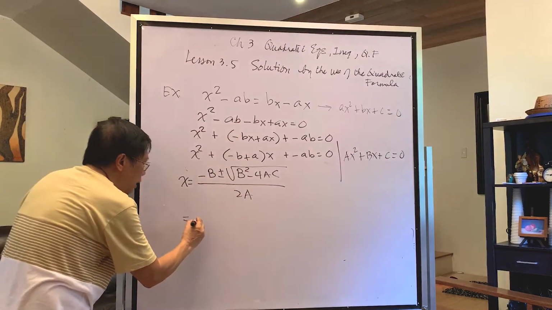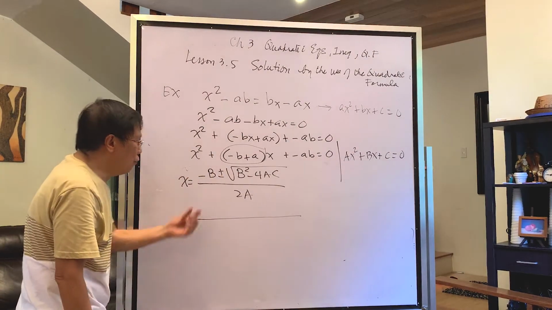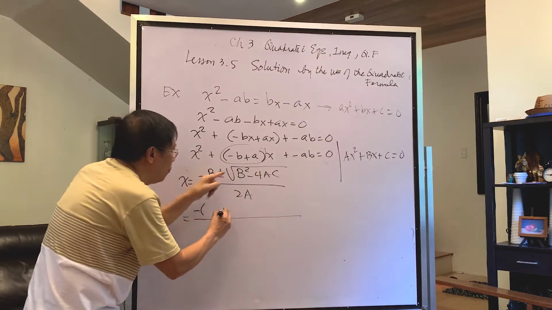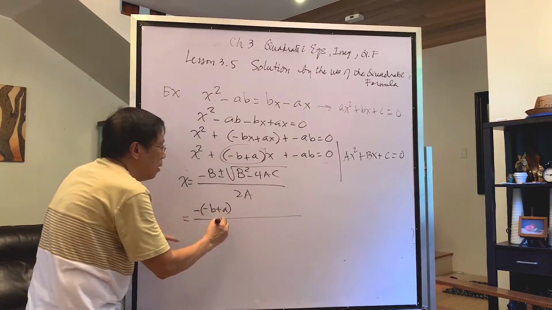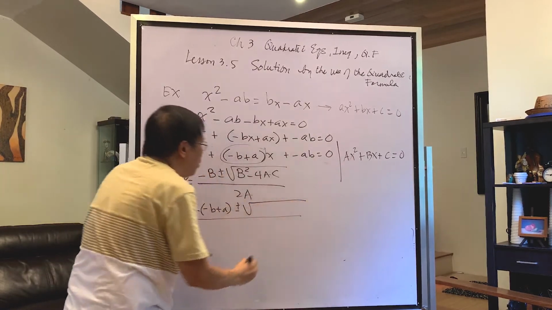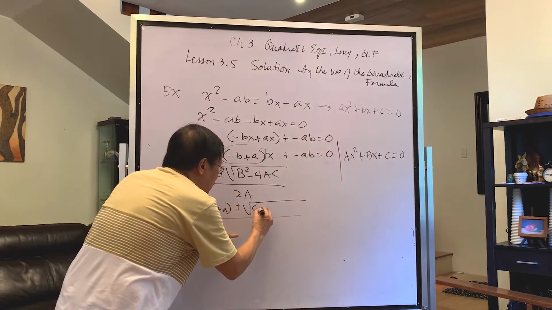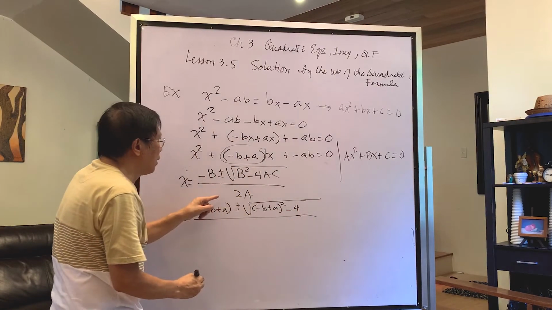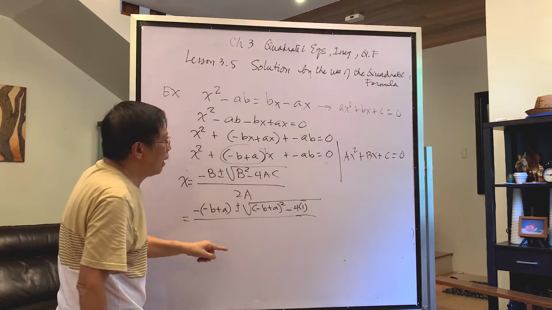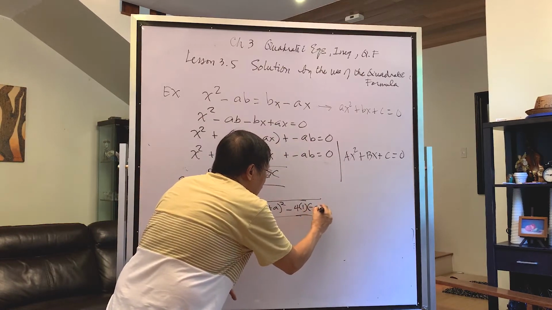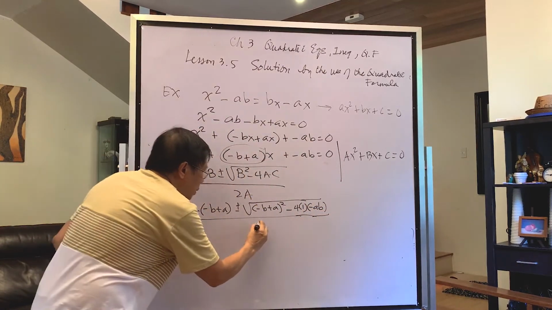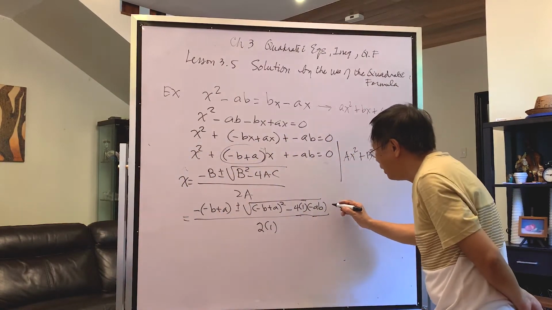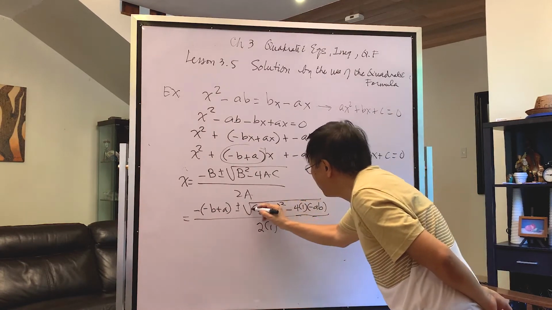Okay, substituting here, we get my value for B will be this expression here. So I'm going to have negative of negative b plus a plus or minus square root of negative b plus a squared minus 4 times A is 1 and times C is negative ab all over 2 times 1. We are left to simplifying this expression here inside.